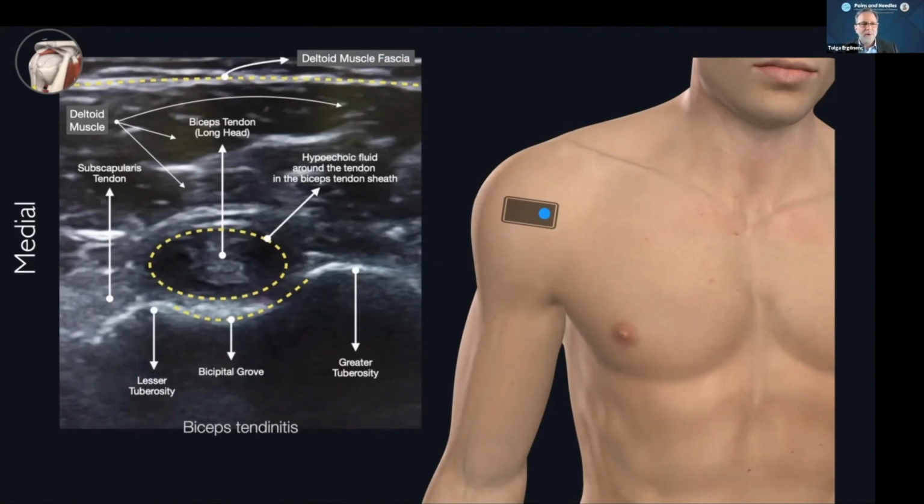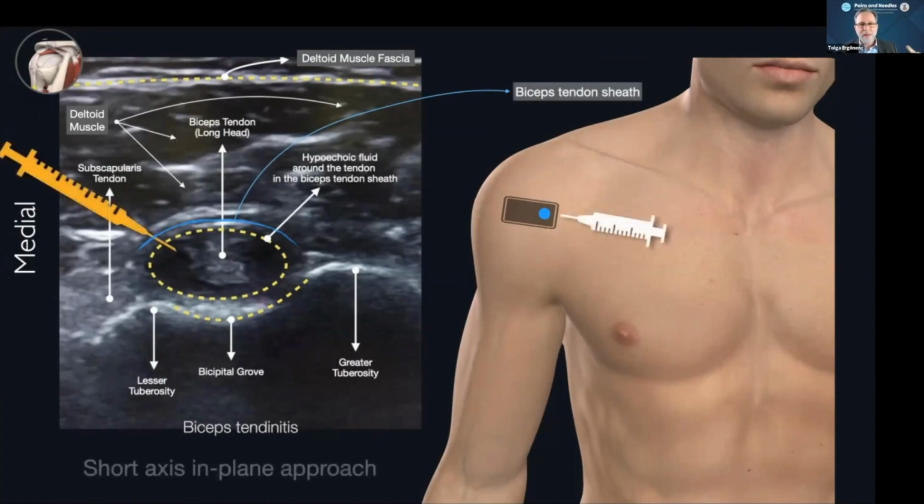In my daily practice, I usually prefer an in-plane approach with a medial to lateral orientation for peritendinous bicipital tendon injection, to prevent puncture of the anterior circumflex humeral artery. This is the short axis in-plane approach. You can see the transducer position and the patient position.